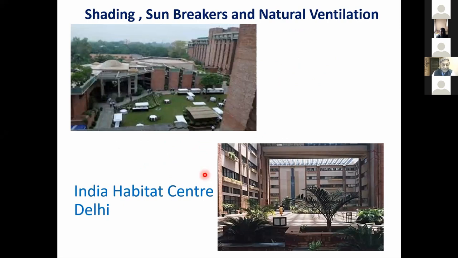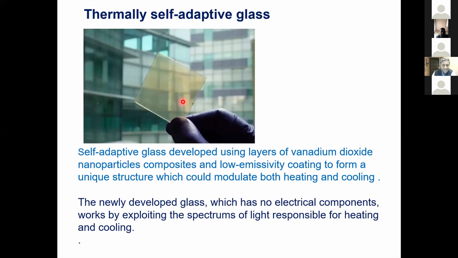Recently, in our society we have been talking with one organization in Singapore who is developing self-adaptive glass using layers of vanadium dioxide, nanoparticle composites, and low emissivity coating to form a unique structure. This structure has no electrical components, but when it is hot outside, it doesn't allow the heat to come in. When it's cold inside, it doesn't allow the heat to go out.